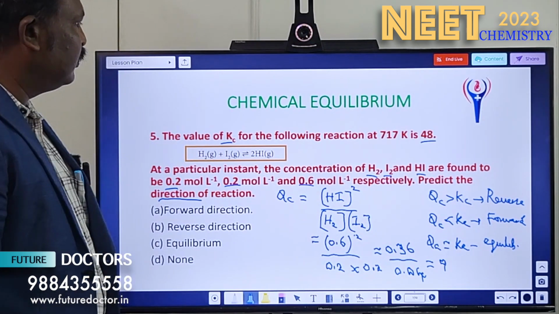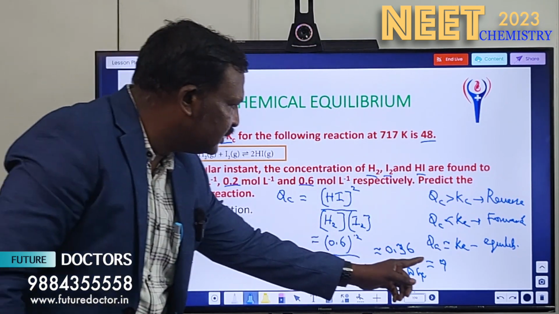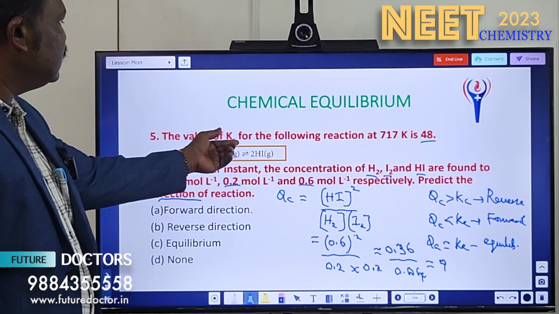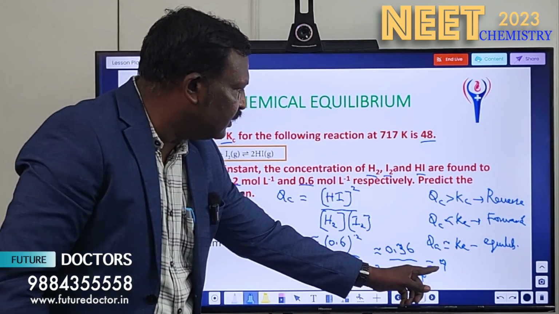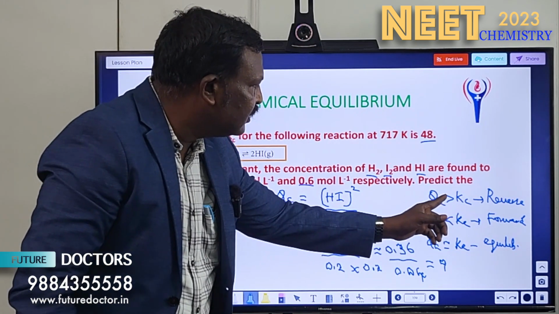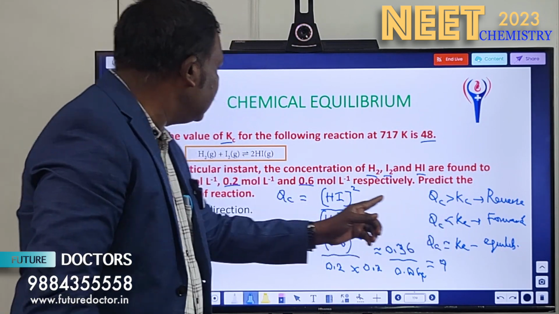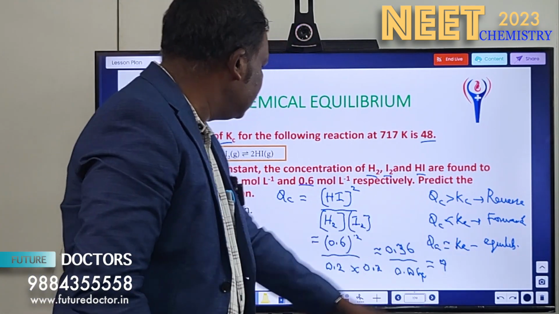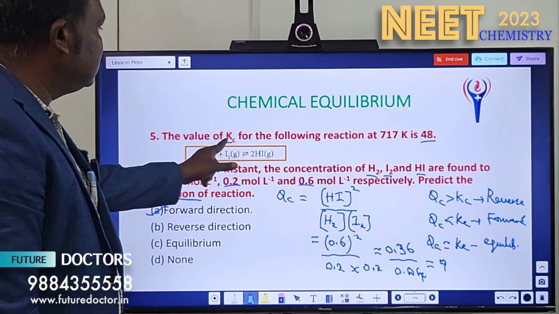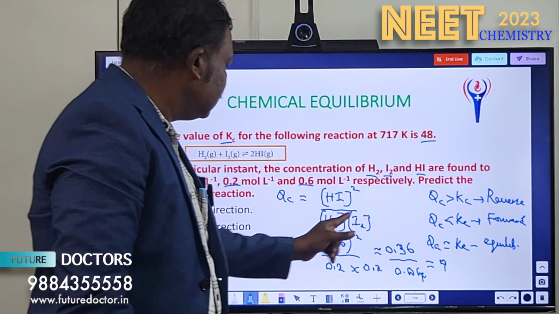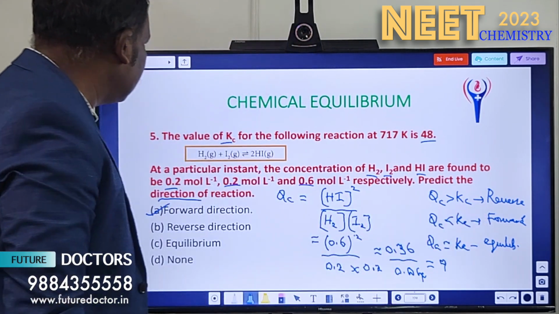Okay. So now compare the value. Kc is 48. Qc is 9. Who is greater? Kc is greater. So Kc is greater means what? The reaction will proceed only in the forward direction. Understood? Kc is 48, Qc is 9. So Kc is greater, then the reaction proceeds only in the forward direction.